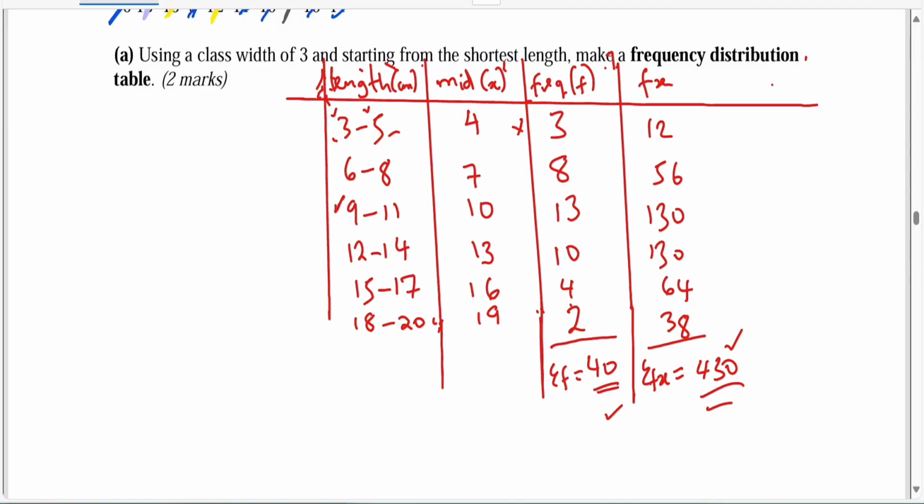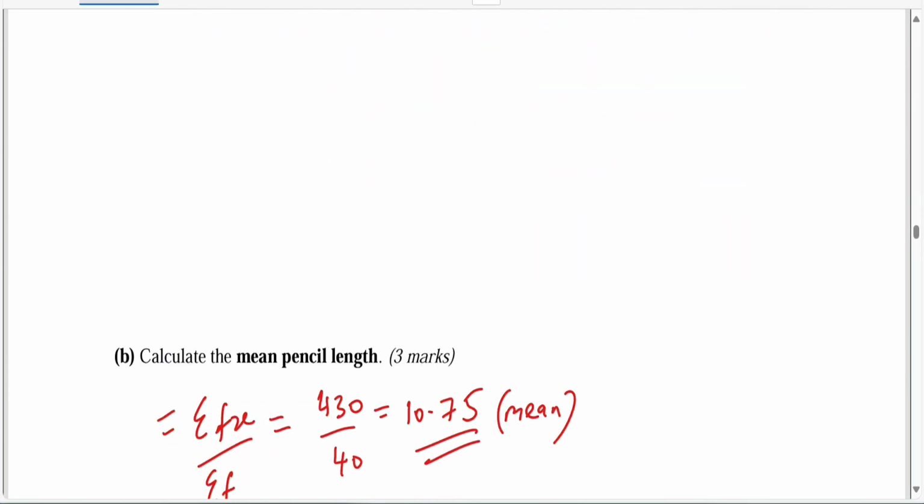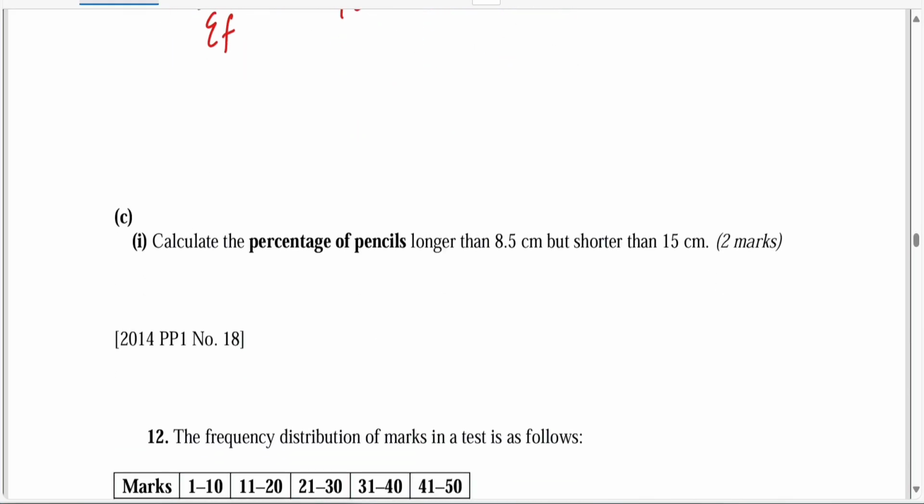So this class is longer than 8.5 centimeter and this class is shorter than 15 centimeter. So these are the two classes which you need to find the frequencies of. So for these two classes you add the frequencies, so it is 13 plus 10, because those are the classes longer than 8.5 centimeter but shorter than 15. So 13 plus 10 gives you 23.